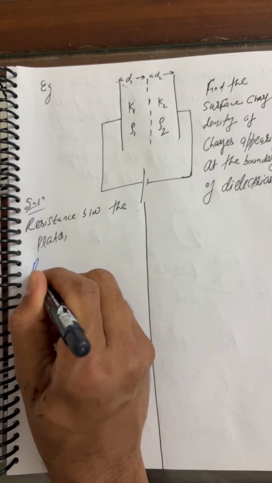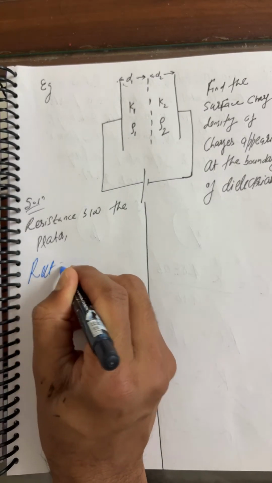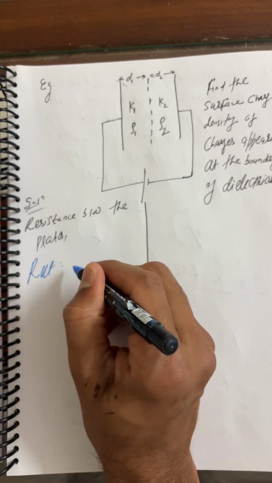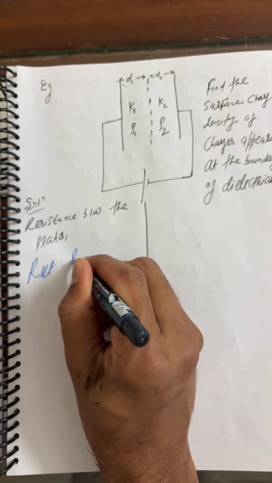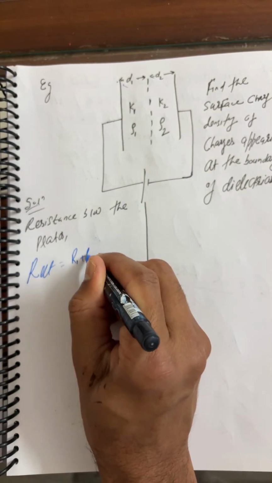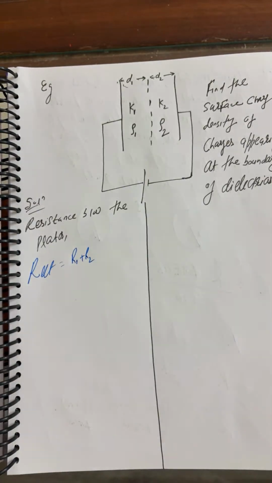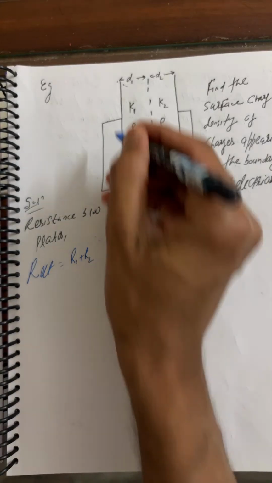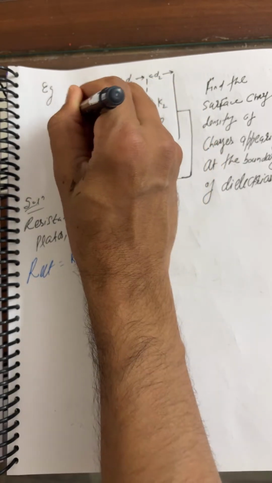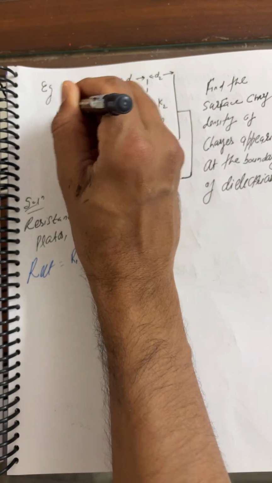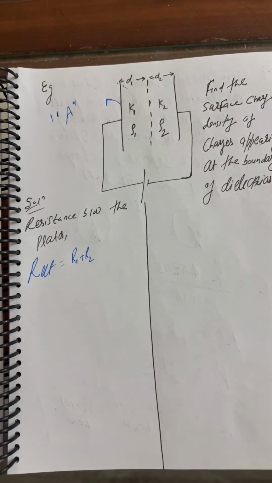So you can write R equivalent, which is equal to R1 plus R2. I hope you remember your formula of R. R is what? Rho L by A, where A is the area of cross section of the plate. So this is R1 plus R2.